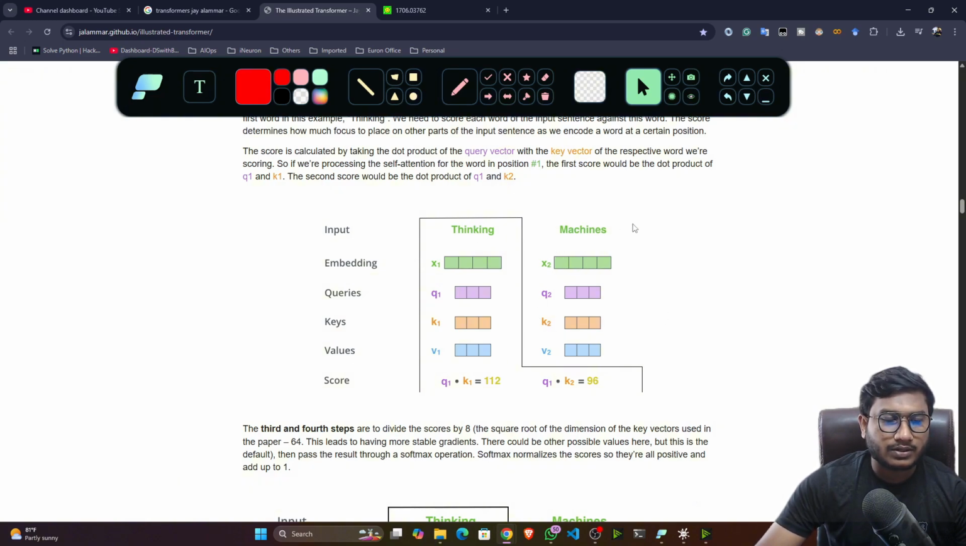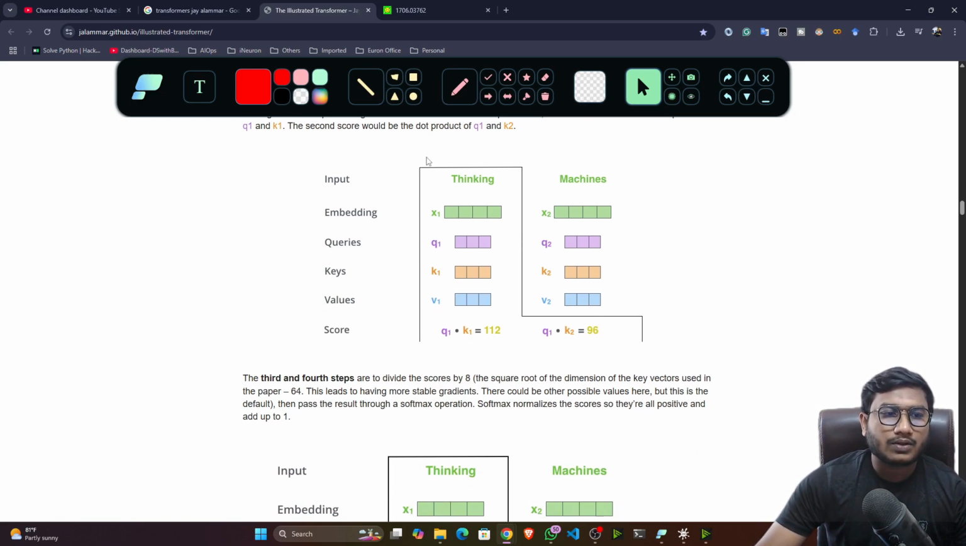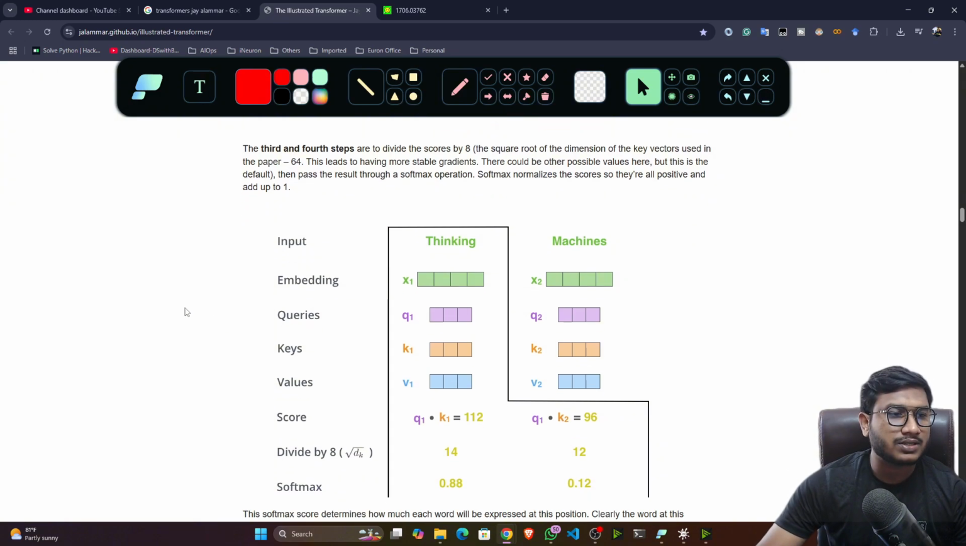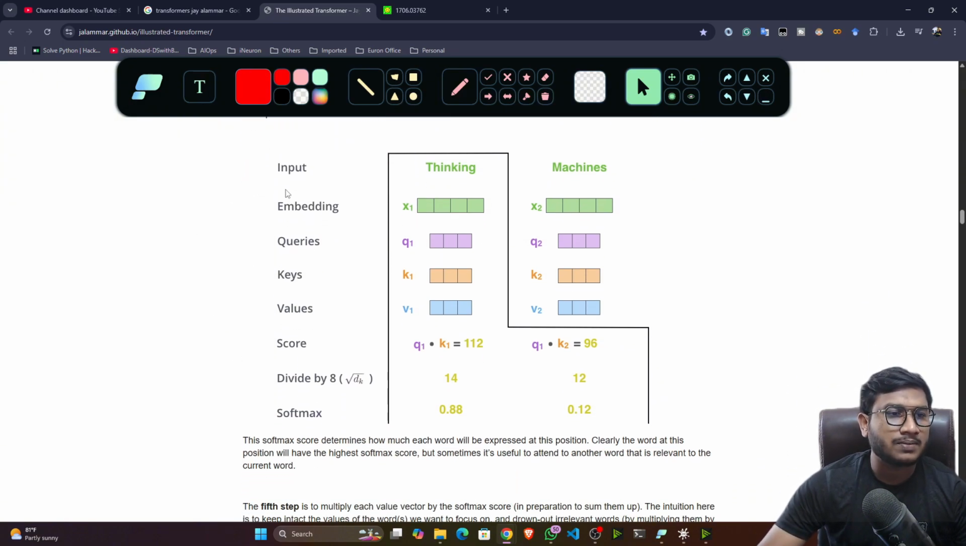Then for machines, you multiply q1 with k2, and you get a number. Now you can see which word has the higher number. Definitely thinking has the higher number: 112, while machine has 96. Now we want to generate a percentage number, and for this some more calculation needs to be done. Again the same thing is happening: we are getting the score.